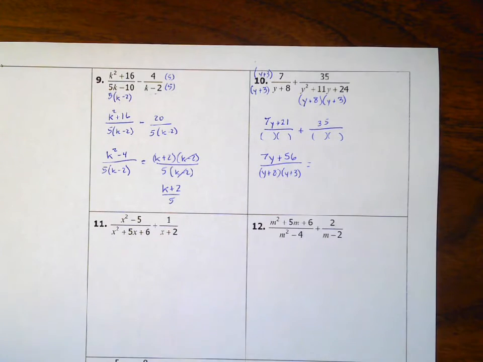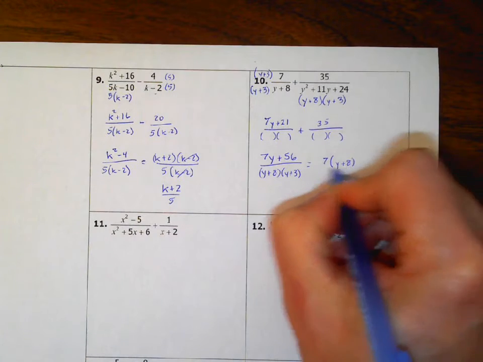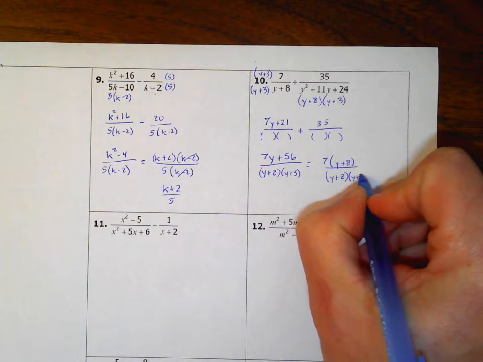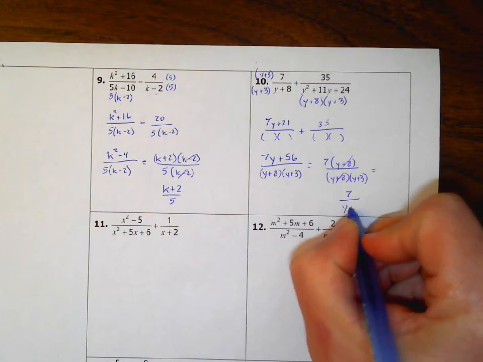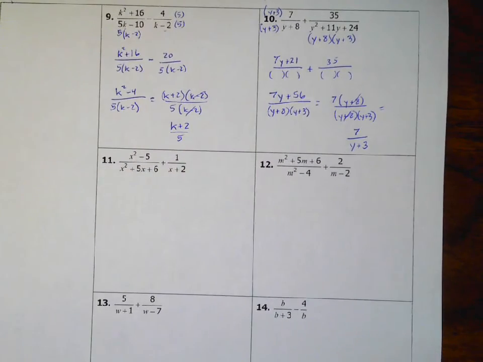Okay, and if I divide 7 out, greatest common factor, and cancel those, I get an answer of 7 over y plus 3.